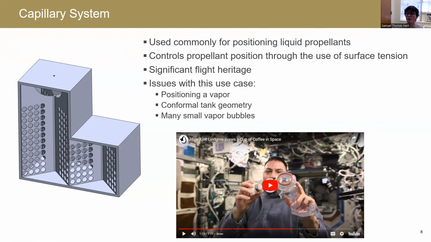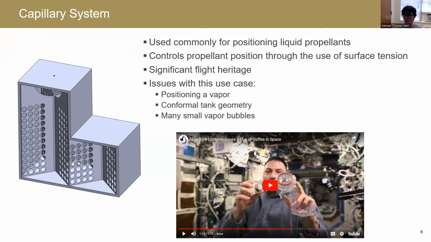First, we're trying to position a vapor bubble, not a liquid. This has been done before, but it is more challenging. The next challenge would be that we're using a conformal tank geometry. And this sort of couples with the problem of positioning a vapor. We might get into that a little bit later. And then the third problem is that there are going to be many small vapor bubbles. And while capillary systems are great at positioning one large bubble, they struggle with positioning these smaller bubbles.